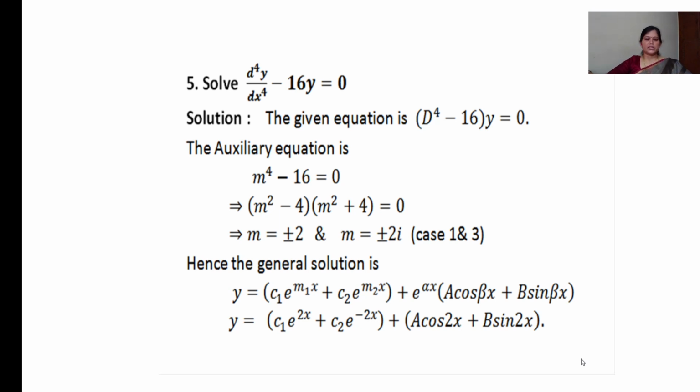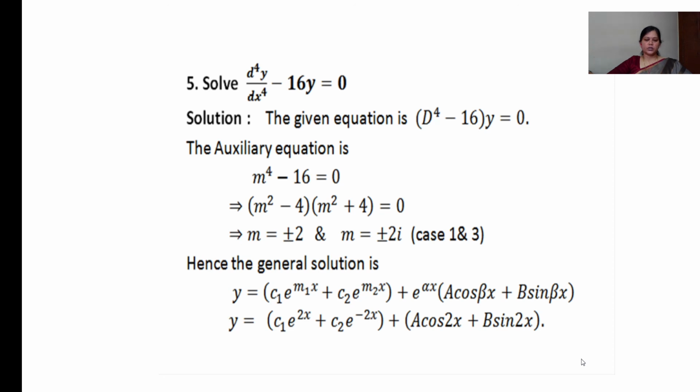First one and second one. The first set is ±2. So here m1 is 2 and m2 is −2, which means we have to use case 1, as both the roots are real and different. Then the next value, m = ±2i, is a complex root. So whenever we have a complex root, we have to go for the third case of the complementary function, that is the α ± βi form. Here alpha is 0, beta is 2.